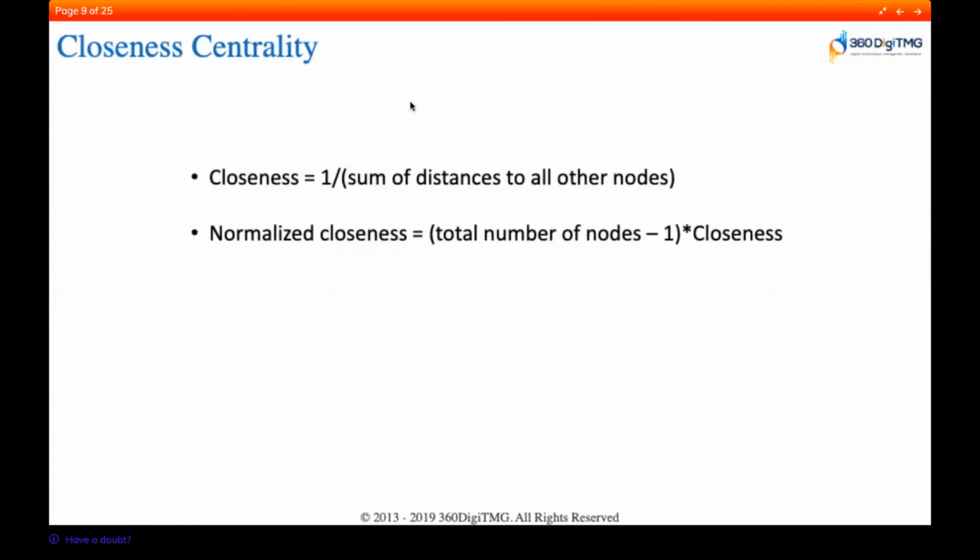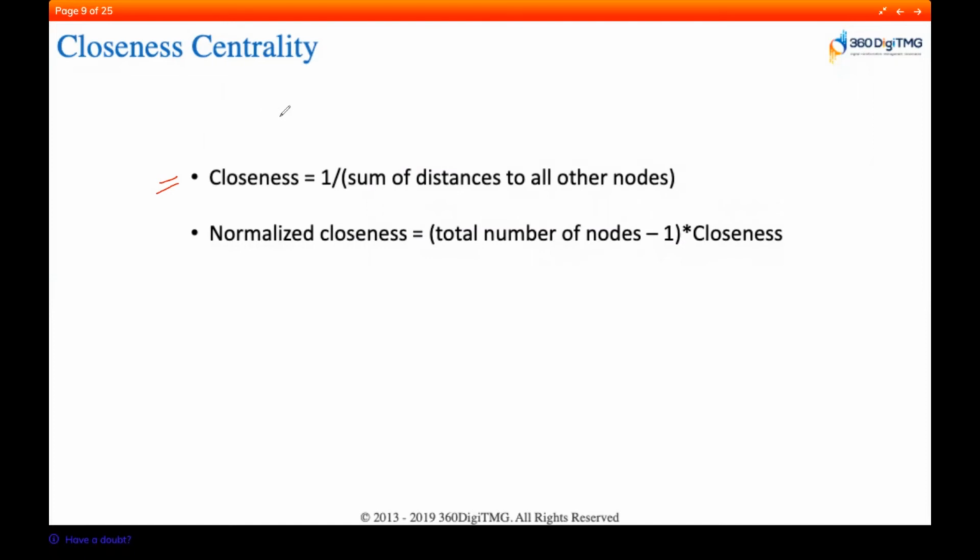And this is closeness. Closeness centrality is defined using one formula: closeness is equal to 1 divided by the sum of distances to all other nodes. This is the statistical formula that we have with respect to closeness centrality. In order to normalize this, we have something called normalized closeness, which is equal to the total number of nodes minus 1, times closeness, right?